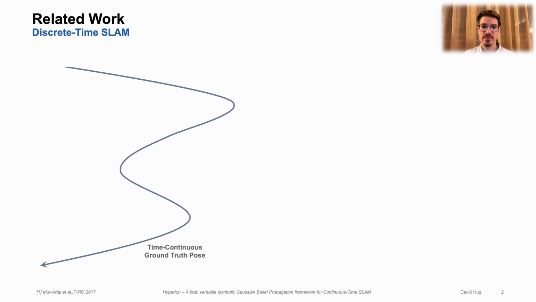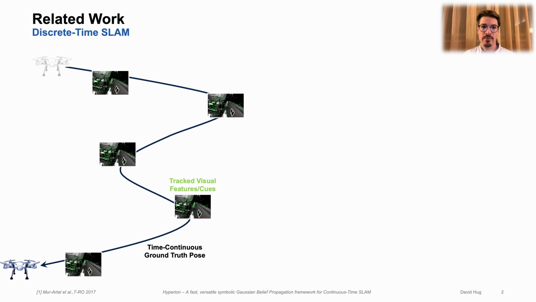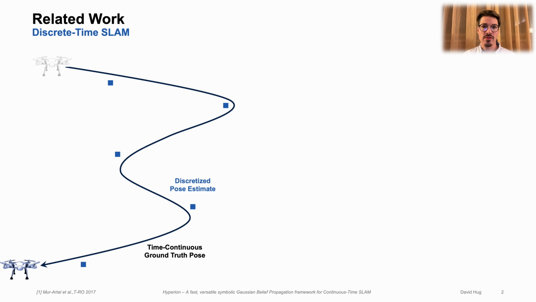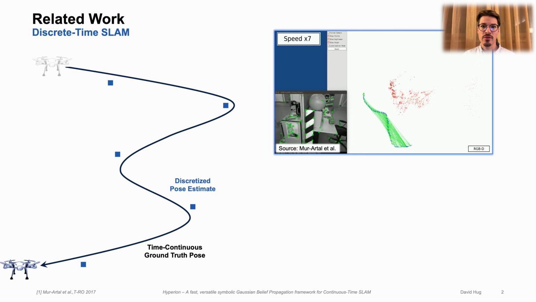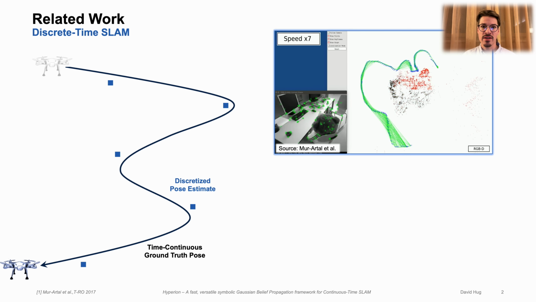In conventional discrete-time SLAM, a robot moves along a trajectory while accumulating information about its surroundings. Here, this is illustrated by a drone capturing sequential images from which features can be extracted and tracked over time, yielding discrete pose estimates. Following this essential paradigm, several approaches exist in the literature that successfully deploy this strategy, resulting in accurate pose estimation algorithms like ORB-SLAM3.